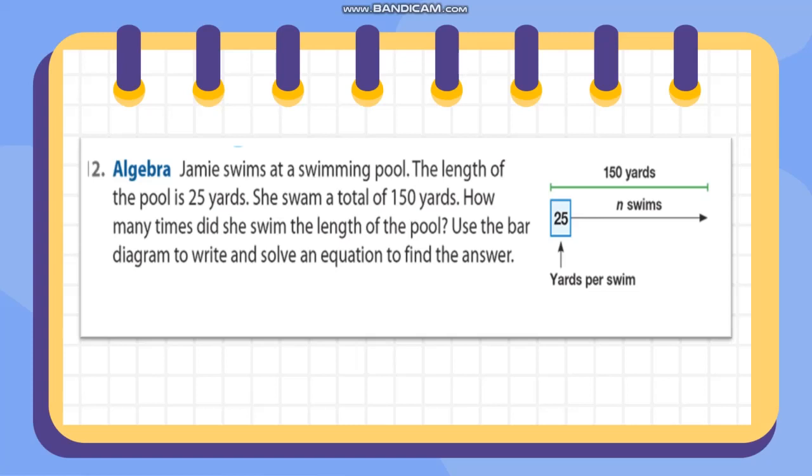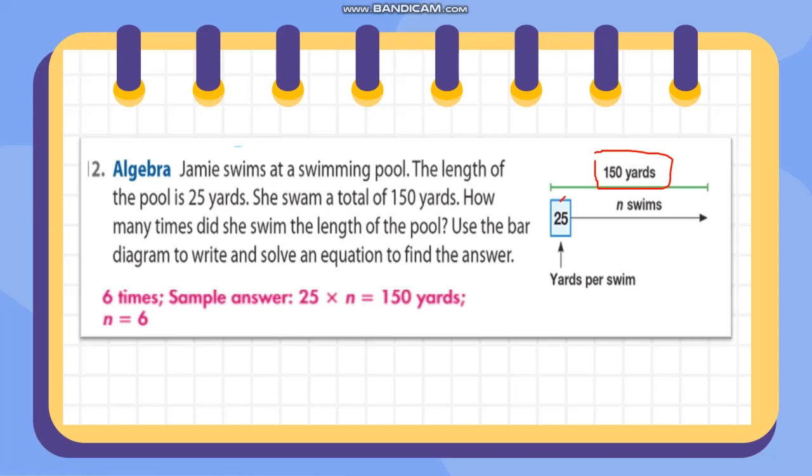The total number of yards she swam is equivalent to 150 yards. Then yards per swim is equivalent to 25. So how many 25 to complete 150? It means what number to be multiplied by 25 to make it 150. So 25 multiplied by 6, that is equivalent to 150 yards. That's why the answer is 6 times.